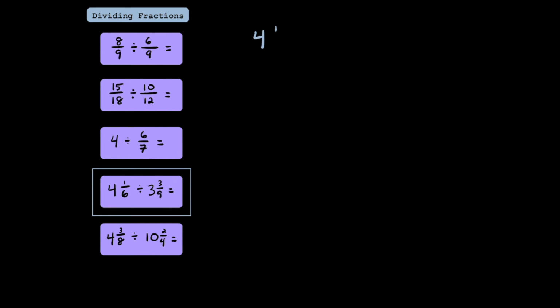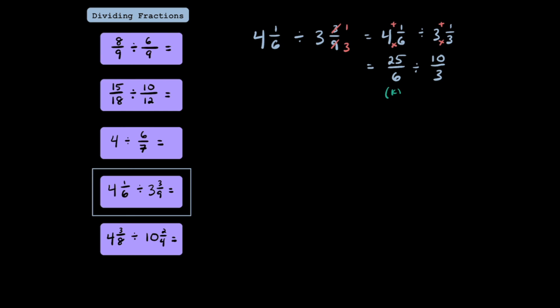Now let's try dividing some mixed numbers here. Here we have 4 and 1/6 divided by 3 and 3/9. Right away, you should notice that 3 and 9 can be simplified down to 1/3. Rewritten, we have 4 and 1/6 divided by 3 and 1/3. Converting 4 and 1/6 to an improper fraction, 4 times 6 is 24, plus 1, which is 25. Rewritten, this is going to be 25/6. Rewriting 3 and 1/3, 3 times 3 is 9, and 9 plus 1 is going to be 10. That's the same thing as 10/3.